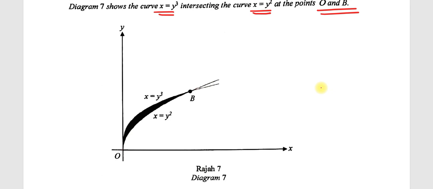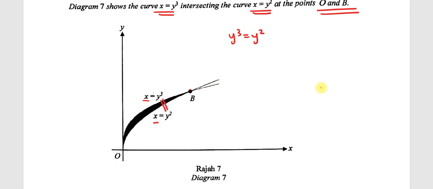But the weird thing is they put the equations in terms of x. They make x the subject. Doesn't matter. If two lines intersect at the same place, both equations must be equal. This is x, this is x. So y cube should be equal to y square. That means these two must be equal, right?